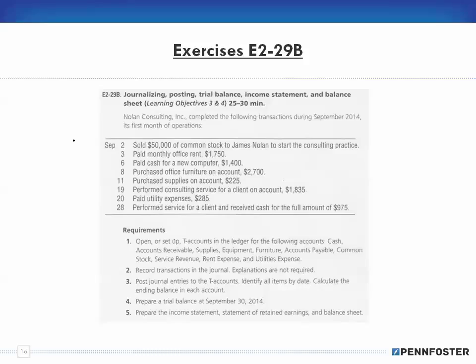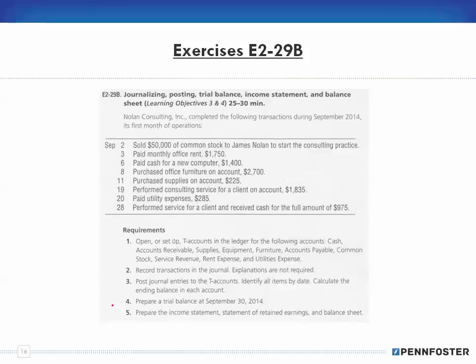But when I'm looking at this, requirement 4 says prepare a trial balance down here. And then it says prepare the income statement, statement of retained earnings, and the balance sheet. Okay, the only thing that is different from this problem versus the graded project is that you're going to have adjusting entries and you'll make closing entries, which you're going to learn about in the next chapter. But a lot of the major pieces are falling into place as we're doing these exercises.